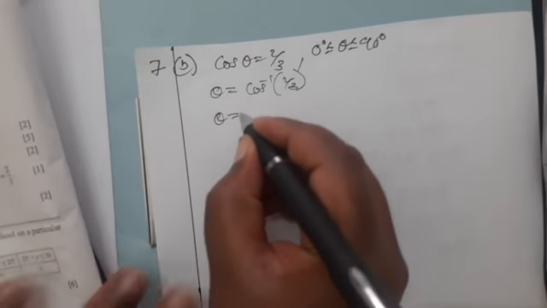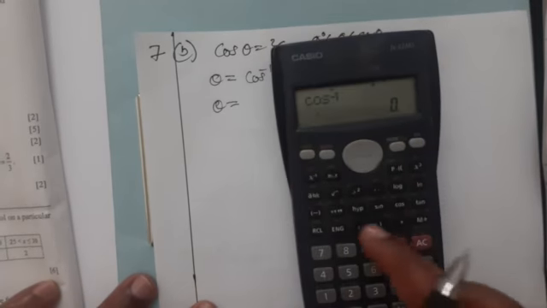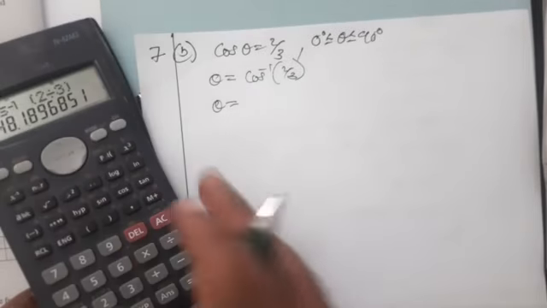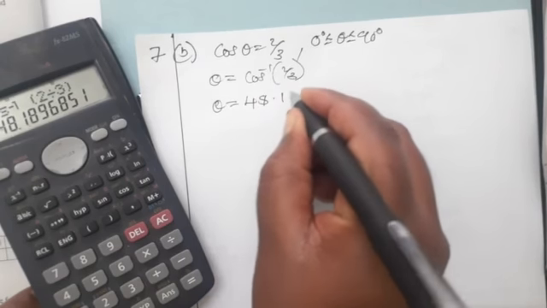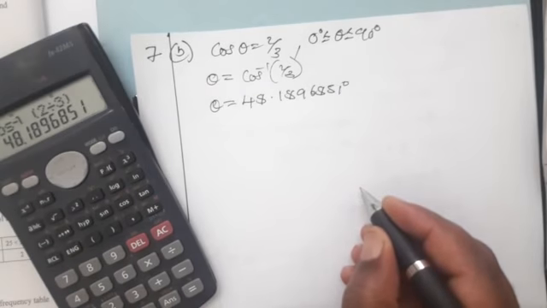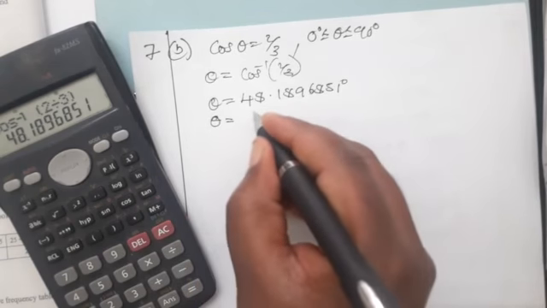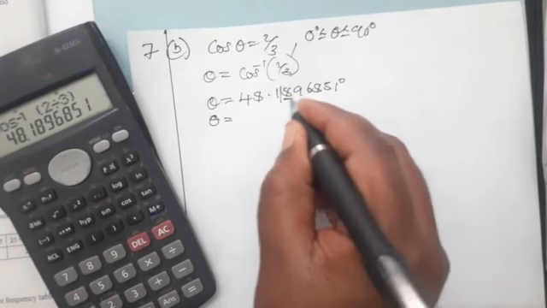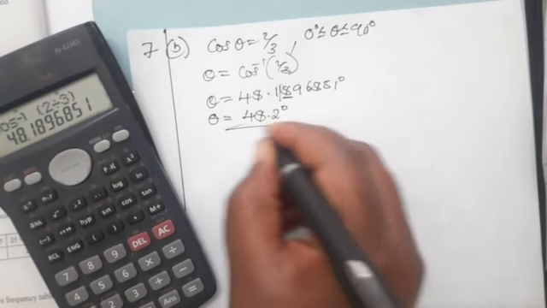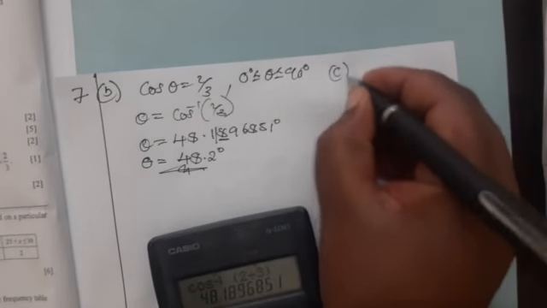Direct. So theta is equal to, you can say shift cos, the inverse comes. Open the bracket, 2 divided by 3. What is the answer? You have 48.1896851 degrees. For degrees, you round them off to 1 decimal place if there are no instructions. So theta is, after the point, count 1. You consider this one as 1. 1 plus 1 is 2. So you have 48.2 degrees is your angle. Alright? That is B. Then C.